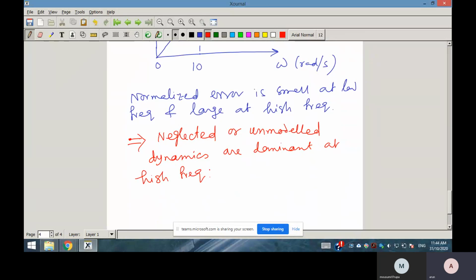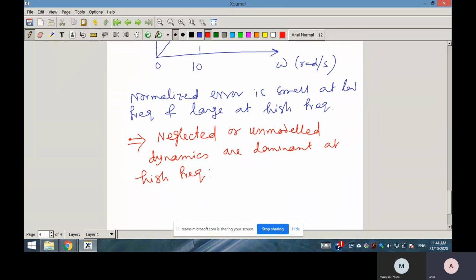So your controller should be designed such that their effect should be attenuated. This neglected dynamics should not affect the loop, particularly at high frequency. We have to take care of those things at high frequency. But at low frequency, their effect is very small because the normalized error is very small. So now, how to guarantee the stability of a loop in the presence of unmodeled dynamics.